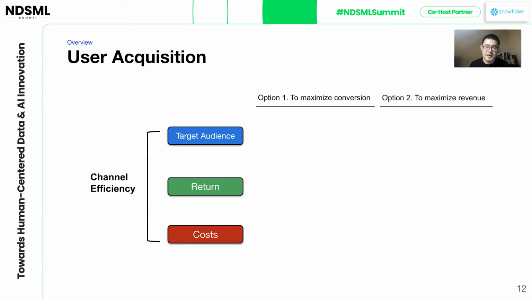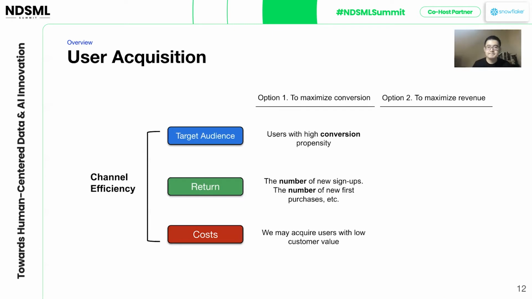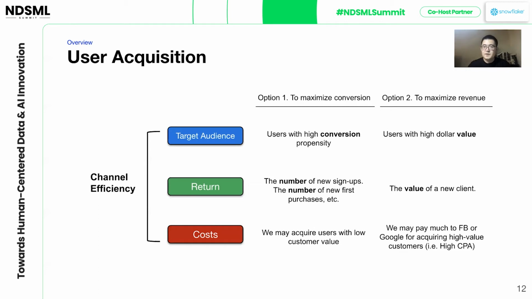Here we have two objective metrics. One is maximize conversion, numbers, how many new users are coming to our website. The second metric is dollar value, which is revenue. You see, for different objectives, we have different definitions of each category.